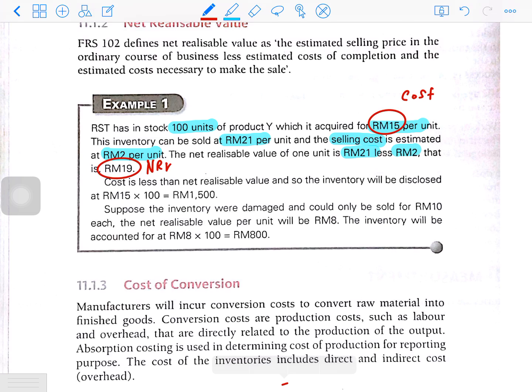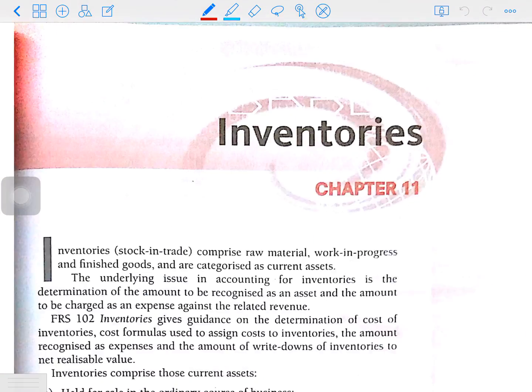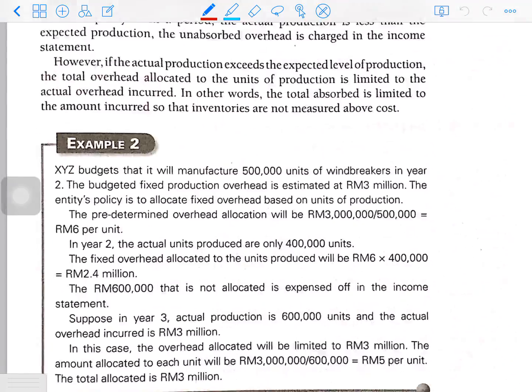Maknanya dalam financial position dia kat sini 1,500. Okay, kita ambil lower of cost or net realizable value, kan? Whichever is lower. So cost is lower, therefore 1,500 will be included there. Okay.